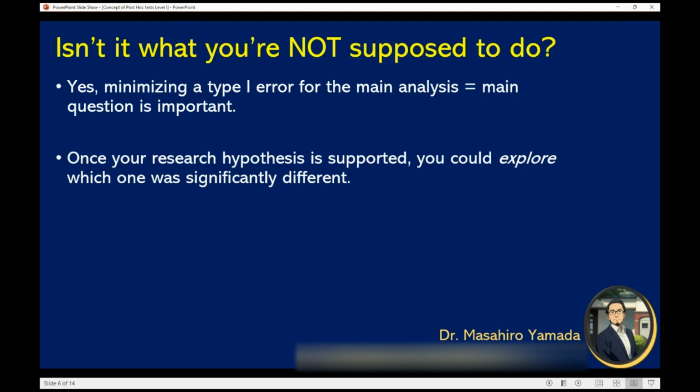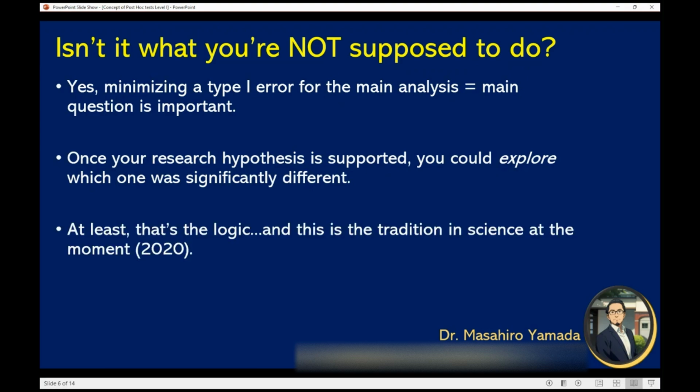A post hoc test is not something you predicted before, right? There's no hypothesis about which group was significant. So that's the big difference between the one-way ANOVA and post hoc test. To really support your hypothesis, to really say something could be generalized, you have to have a hypothesis. So the post hoc test is just an exploration, not the proof of your hypothesis. Okay? At least that's the logic. And I don't think that's the right way to do it, but as of now, this is what's traditionally done.